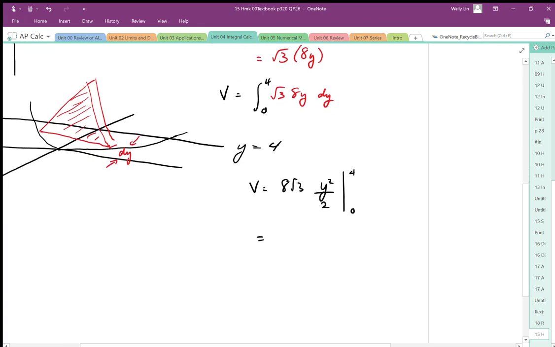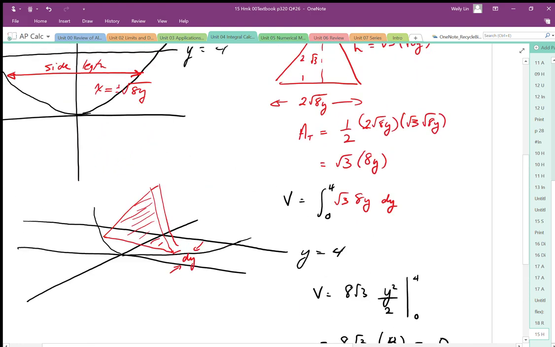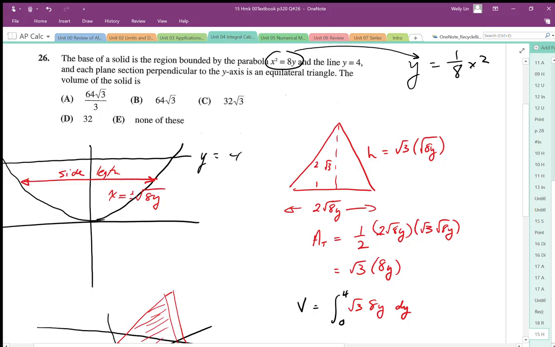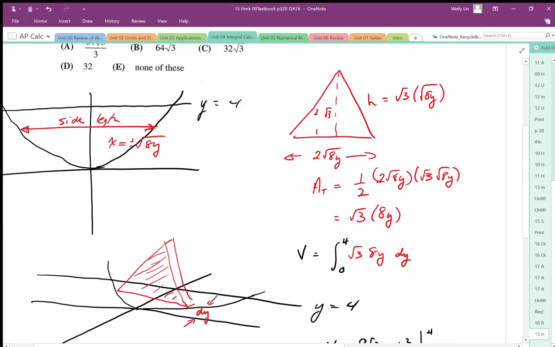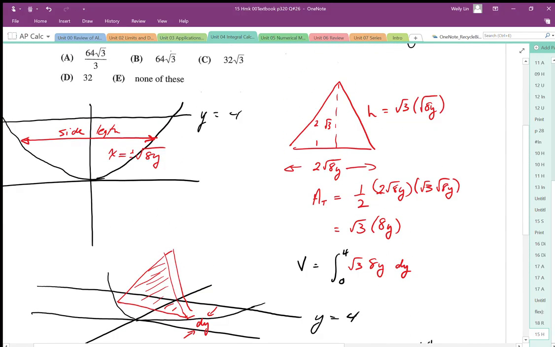Plugging that in, I end up with 8 root 3 times 16 over 2, which is 8, minus 0, so this works out to be 64 root 3 units cubed. So the answer in this case is going to be 64 root 3, so the answer is B.